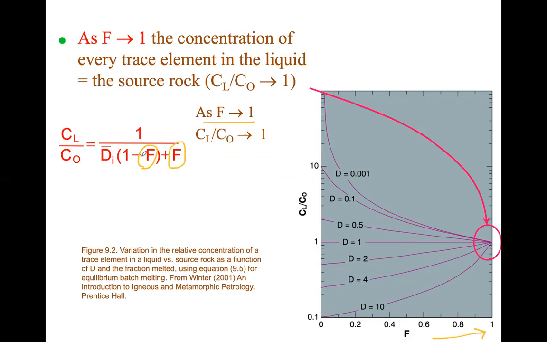If you take 1 here, 1 minus 1 is 0. So this D component entirely goes out, and F becomes 1. So CL over C0 will reach 1, right? 1 divided by 1 equals 1. So CL over C0 becomes 1. That means the concentration in the liquid will be almost equal to the concentration in the solid. So this might show you a complete melting stage. That means everything which was available in the source has gone into the liquid, right?